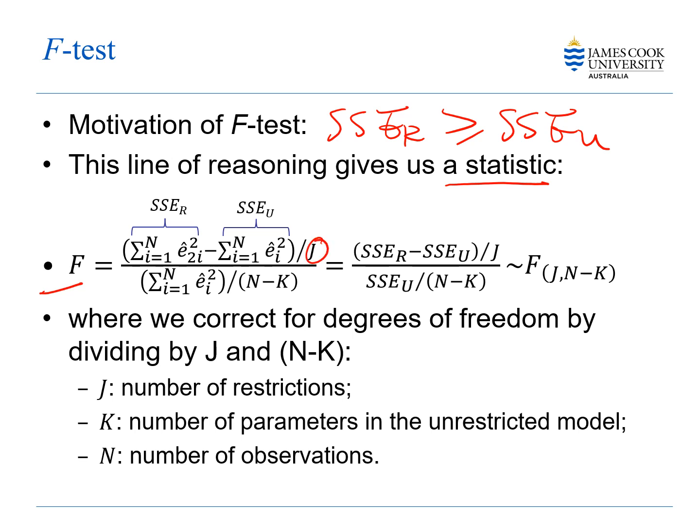Then we divide by J to correct for degrees of freedom. That's the numerator. For the denominator, we take the sum of squared errors for the unrestricted model divided by n minus k to correct for the degrees of freedom. We can show that this test statistic is F distributed with numerator degrees of freedom J and denominator degrees of freedom n minus k, and we can use this for our hypothesis testing.